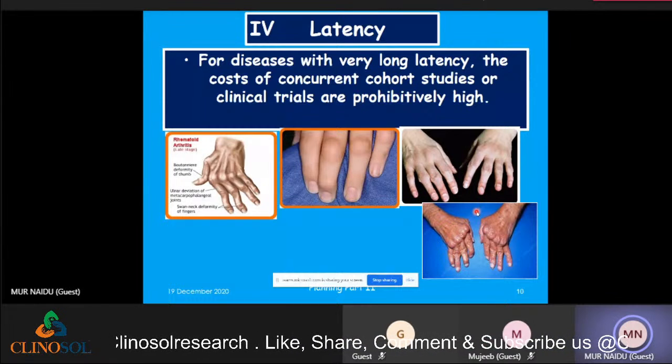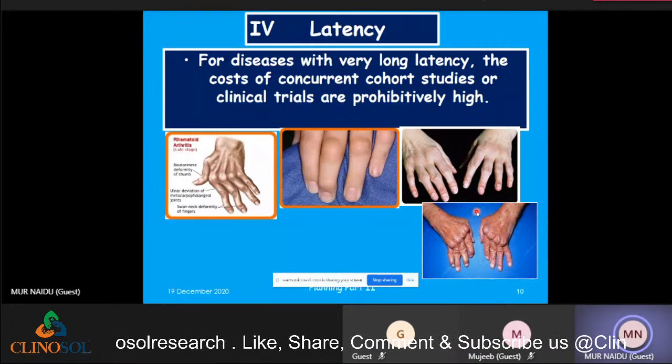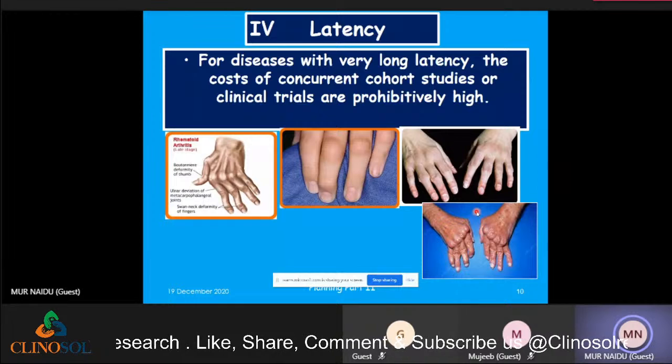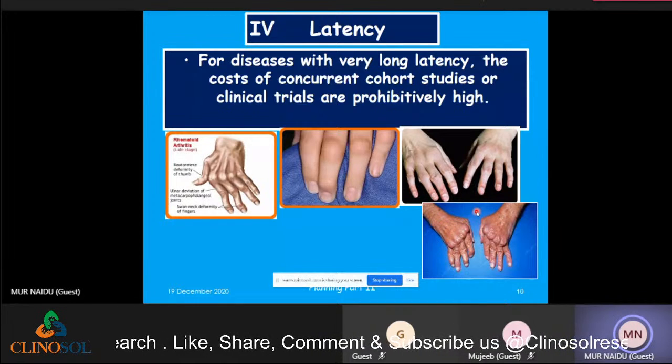It is a very long disease. And whenever you are doing a study in a long disease, another very, very important issue comes.